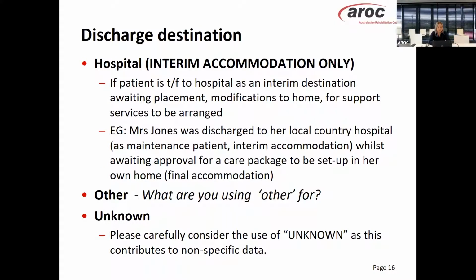So then we've got the code hospital, which is just included in the interim destination code set. So that's if a patient is transferred to a hospital as an interim destination while they're awaiting placement, say home modifications to be set up, support services to be arranged, things like that. So that example there, Mrs. Jones is discharged to a local country hospital, so you would select that code as a maintenance patient whilst awaiting her final accommodation to be set up.